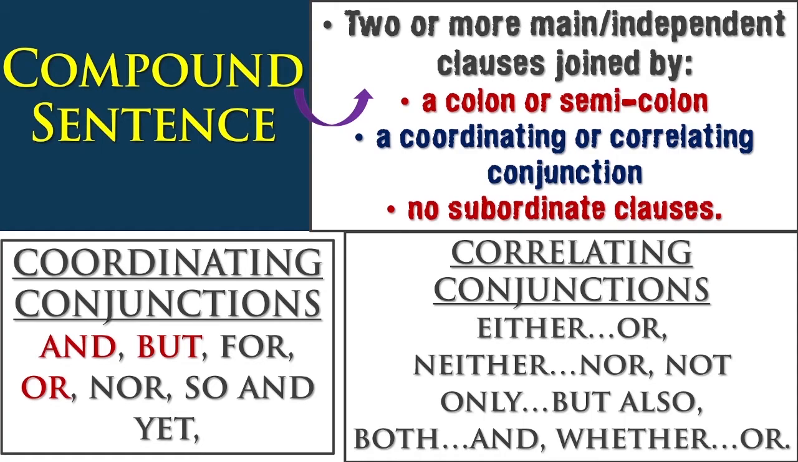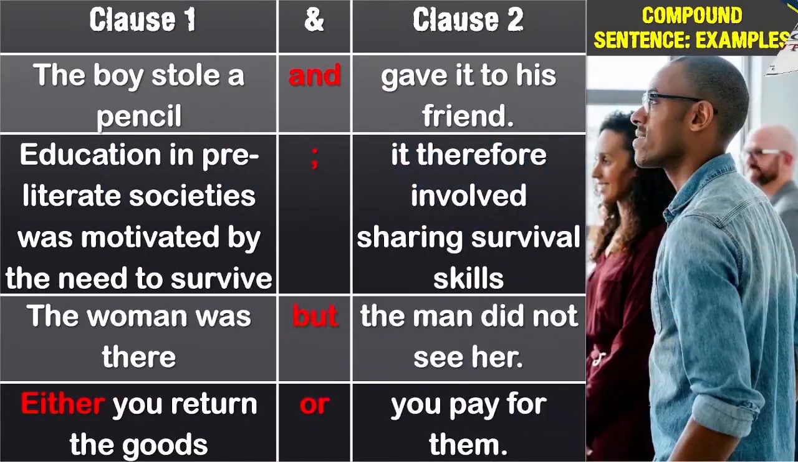Let's go ahead and look at some examples of a compound sentence. You see two clauses that have been separated in the table that you are looking at. Let's see the first example. The boy stole a pencil and gave it to his friend. There are two distinct independent clauses in that example. Education in pre-literate societies was motivated by the need to survive. It therefore involved sharing survival skills. These are also two separate clauses. The woman was there, but the man did not see her. Either you return the goods or you pay for them.